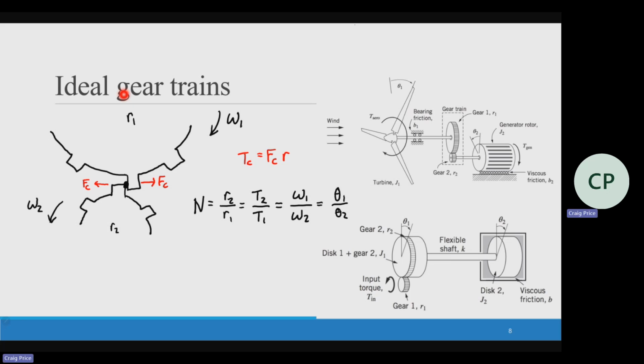Lab 1, just kind of going from one gear to the next, seeing how torque changes, as well as theta. Questions? Okay, that was mechanical.